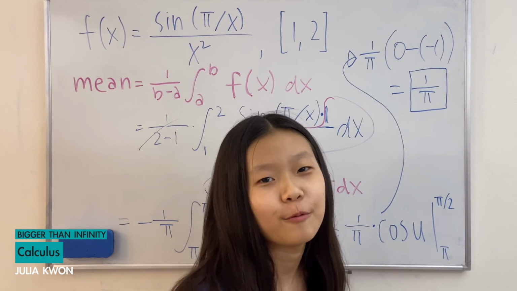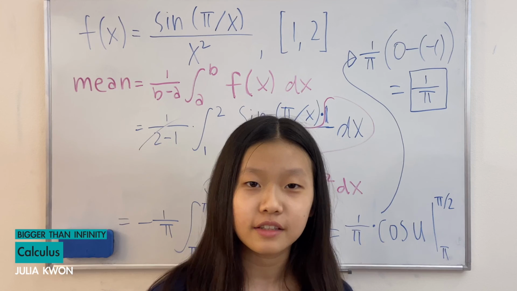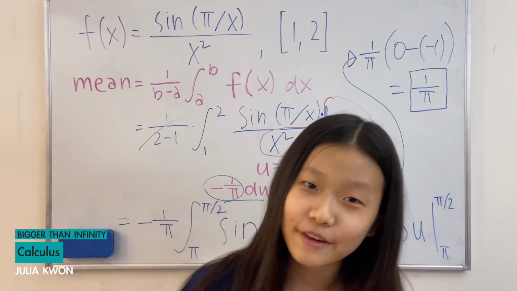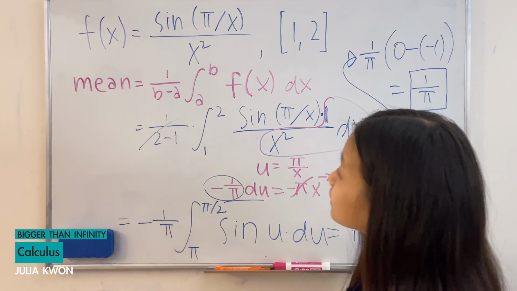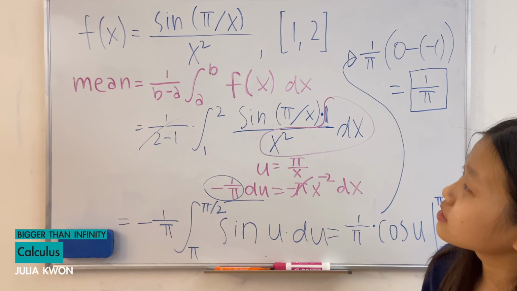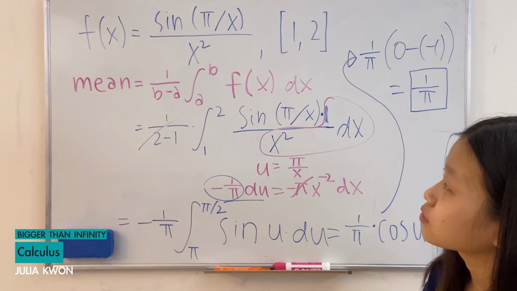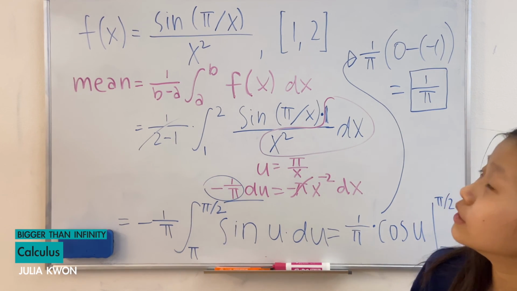Thank you for watching, everyone. In this video, I solved for the average value of the function sine of pi divided by x, all over x squared, on the interval from 1 to 2.